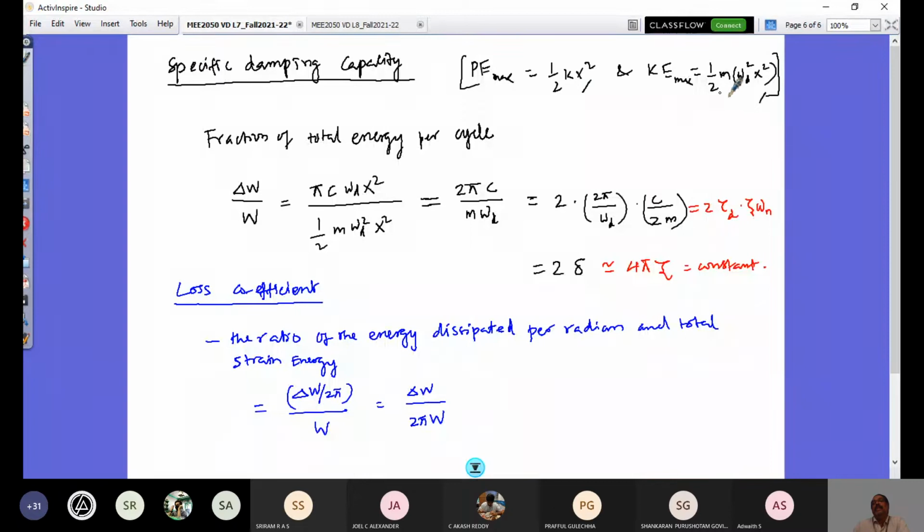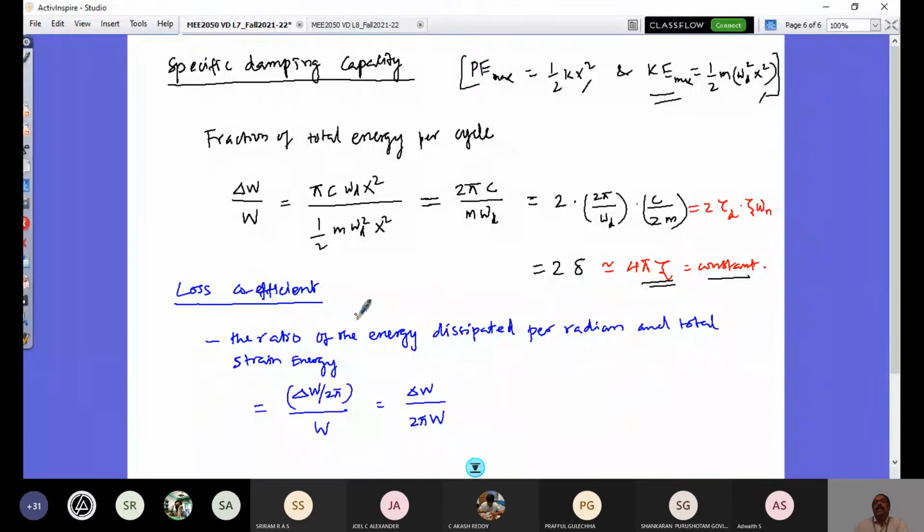So if you equate, you could define omega n as the square root of k by m, or I can use this kinetic energy expression as the total energy available. This ratio eliminates some of the terms, and finally it comes out to be 2 times the logarithmic decrement. So it is 4 pi zeta. Why? Because I just manipulate this term 2 pi c by this as 2 into 2 pi by omega d and c by 2m, same as this. And 2 pi by omega d is the time period of damped oscillation and c by 2m is nothing but zeta omega n. So you get such a relationship which is constant. So the fraction of total energy lost per cycle is constant if you know the zeta, and to find zeta you have the logarithmic decrement and so on.